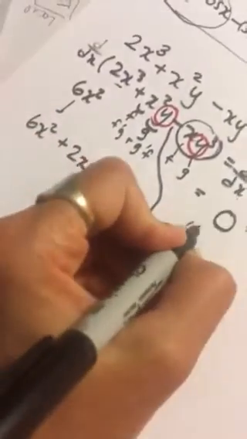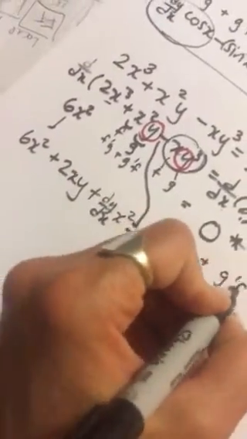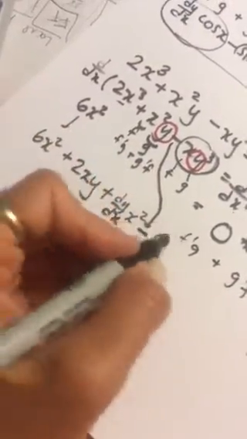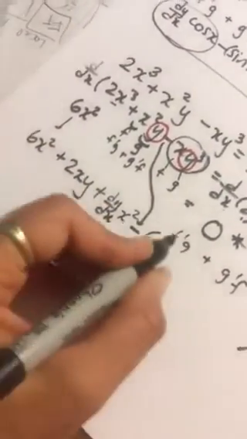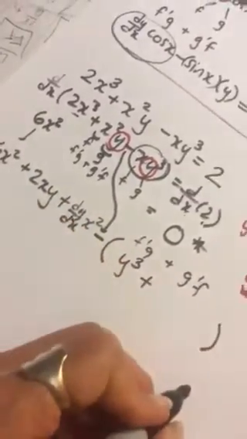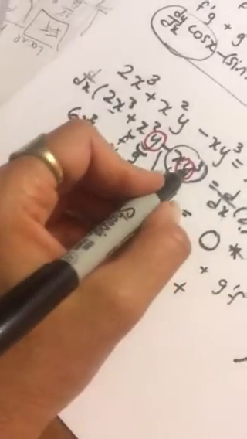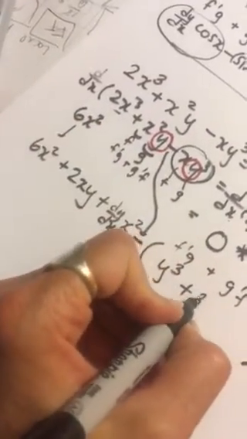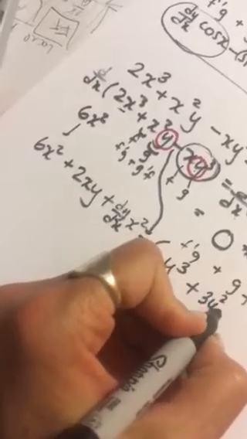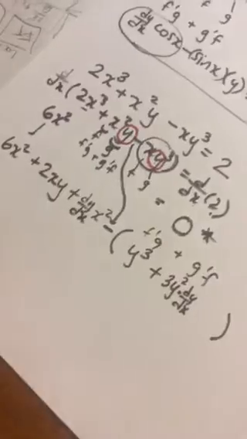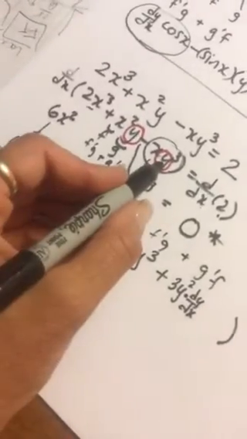Now we want f prime g plus g prime f. In this case, f is just x, so f prime is just 1, and g is y cubed. Now what is g prime? Well, we have a function of x cubed, so that would be 3y squared times, because of the chain rule, dy dx. And that's because y is a function of x.